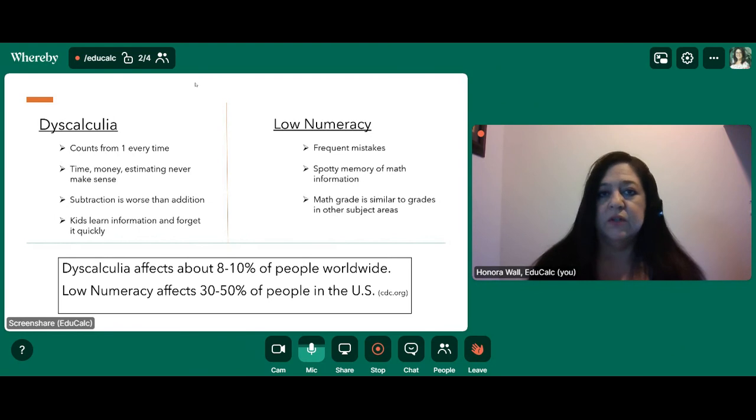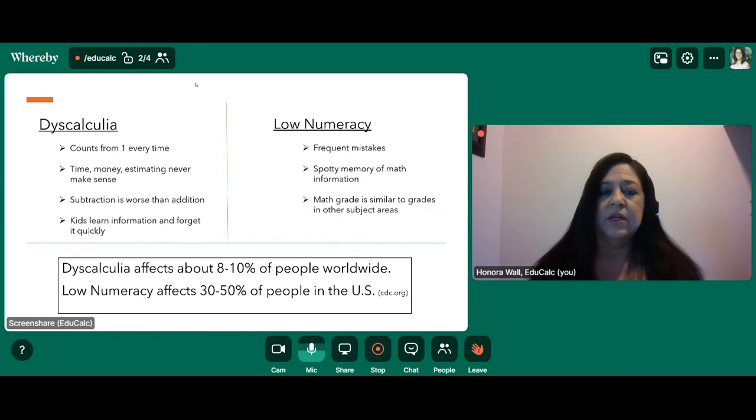The hallmark feature of this learning disability is that students can learn the information and master it in class, but they forget the information over time. The amount of time is different for every student, but every student with dyscalculia does seem to forget things they've already learned when it comes to math.